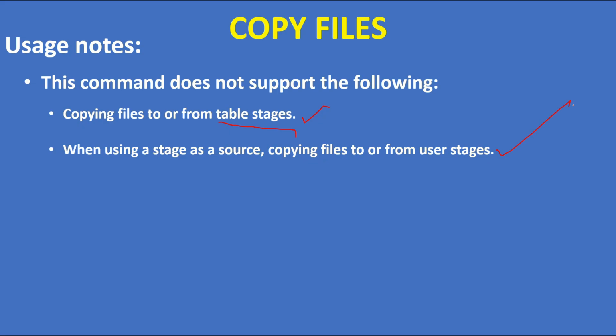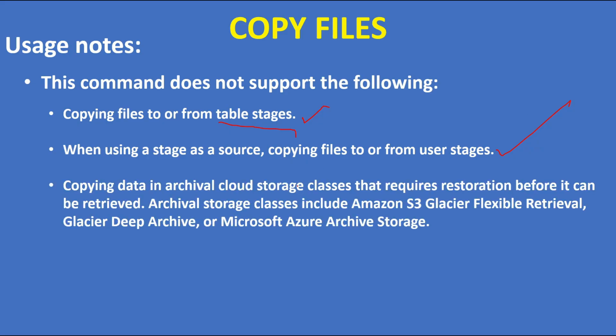Copying data in archival cloud storage classes that require restoration before it can be retrieved. Archival storage classes include Amazon S3 Glacier Flexible Retrieval, Glacier Deep Archive, or Microsoft Azure Archive Storage. So you cannot copy into these locations. Copying files that are larger than 5 GB: if your source location has a 5 GB file, then you cannot copy it from one location to another by using the copy files command.